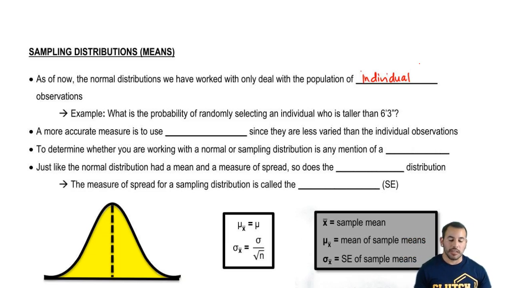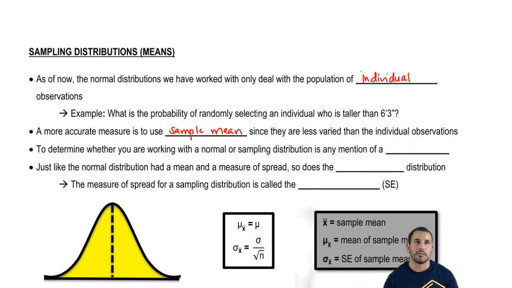And so a more accurate measure to use is the sample average or sample mean, since they're less varied than the individual observations. So basically, if I had just picked a random person, it's kind of likely that maybe they could be 6'3", but that's not the average height, right? So our average height, it's kind of unlikely that they'd be 6'3", and our average height may be, like, 5'9", I don't know, whatever the case may be.